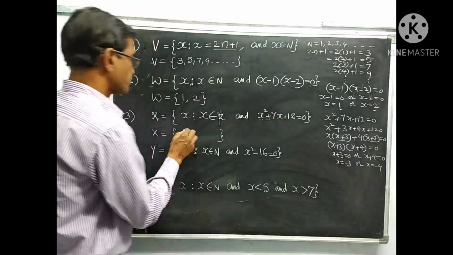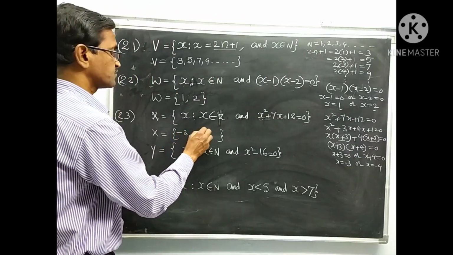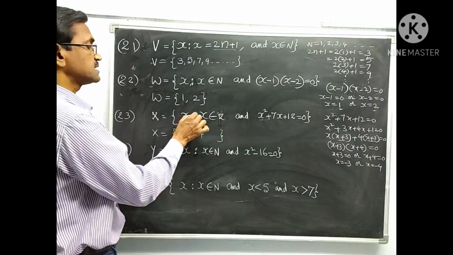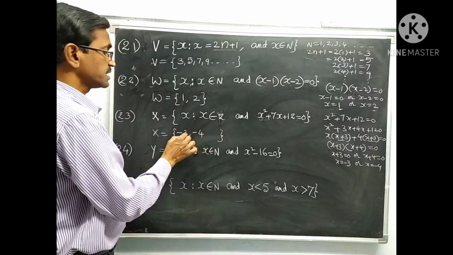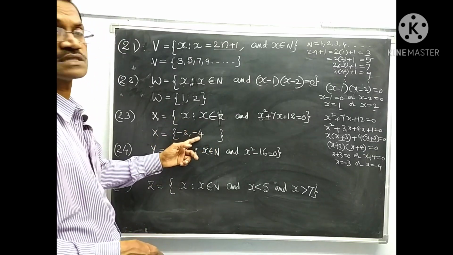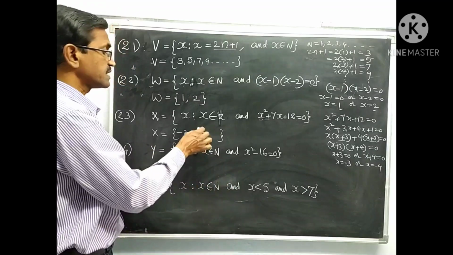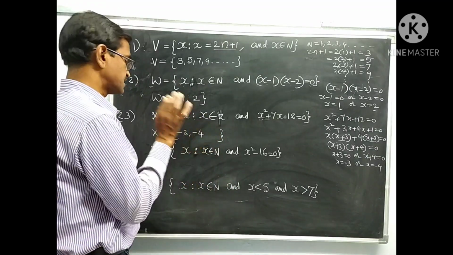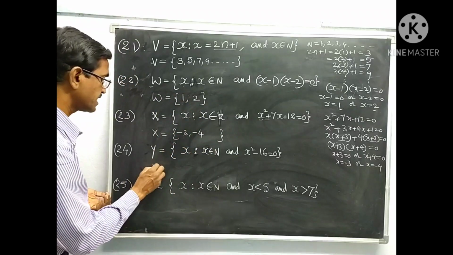So you have to write here only minus 3 and minus 4 when it is Z. If x belongs to N, there will be no elements because minus 3 and minus 4 do not exist in N. That's why it becomes an empty set. There are no elements, it becomes an empty set. Here x is equal to minus 3 and minus 4.